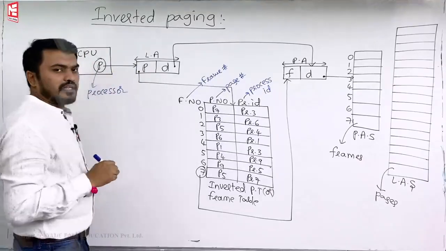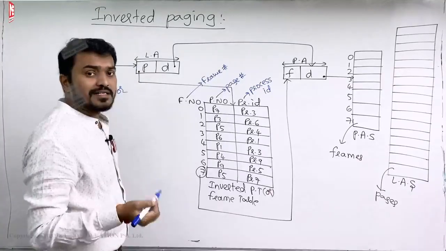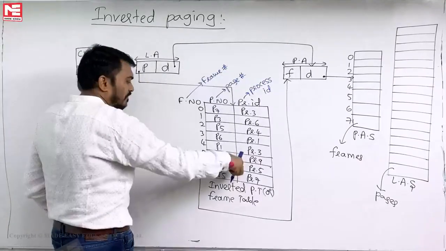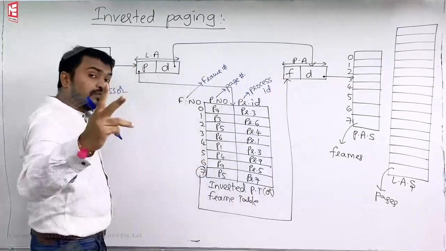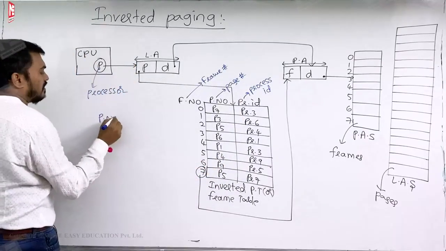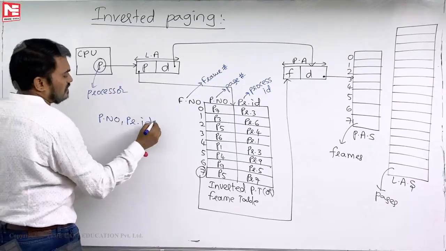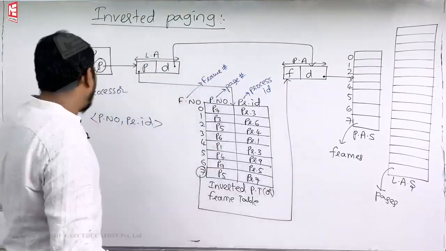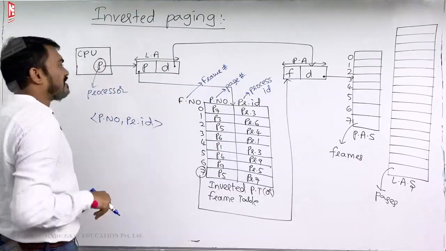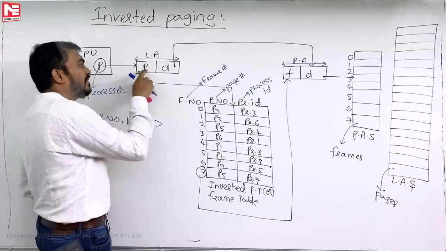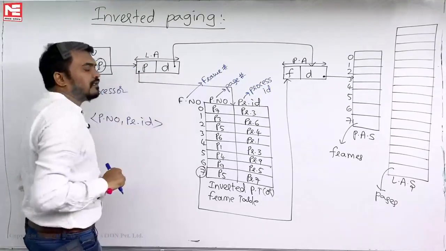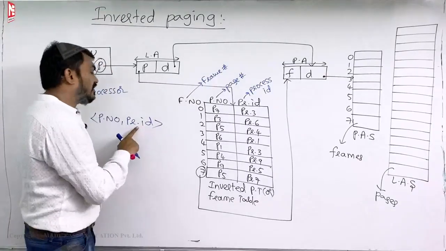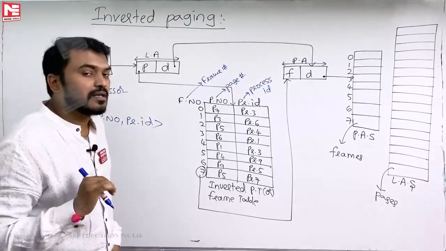When the CPU wants to translate from a logical to a physical address, it will search in the inverted page table with two parameters: the page number and the corresponding process ID. The page number will be available in the logical address, and the process ID will directly come from the PCB, the process control block.